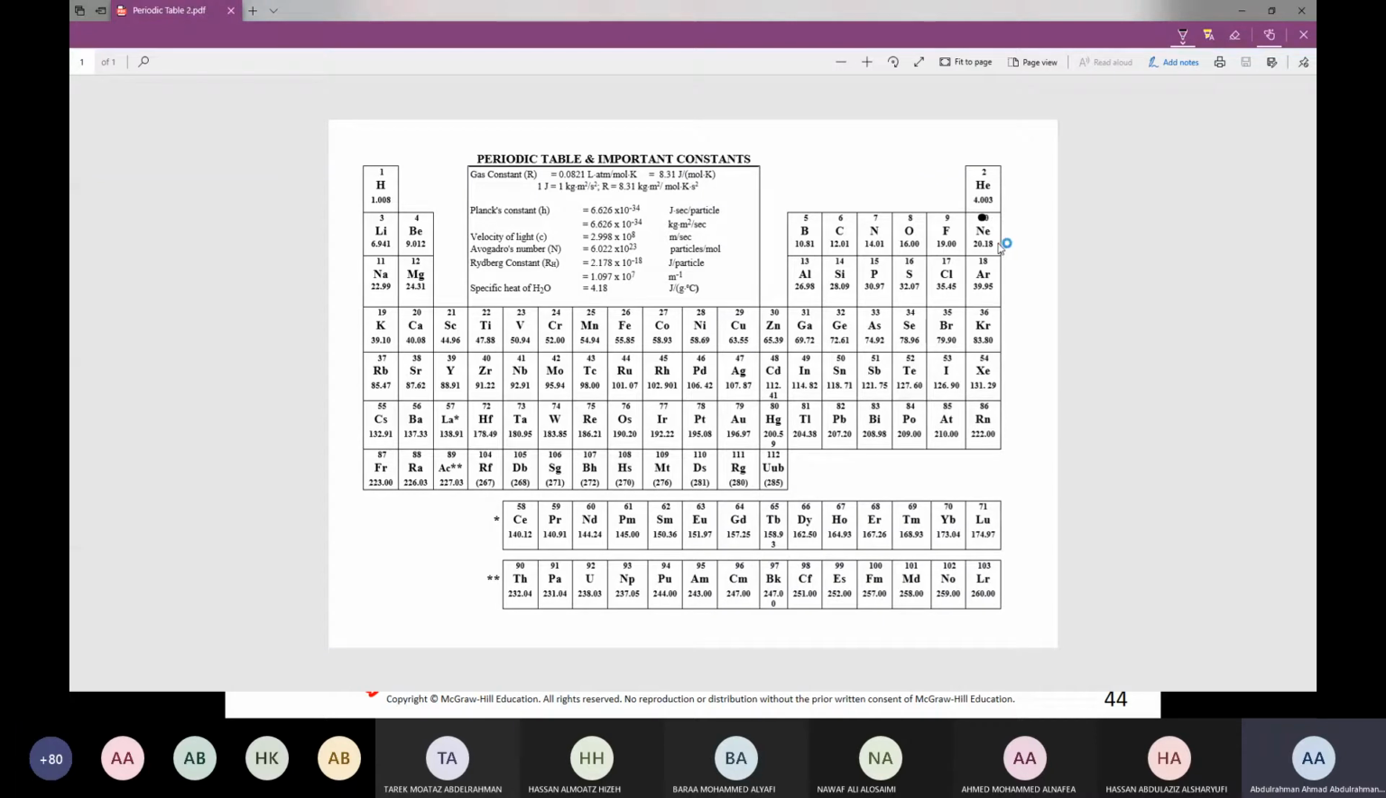What do you see at the bottom here? Atomic mass. Not the mass number. What you're seeing here is the atomic mass.